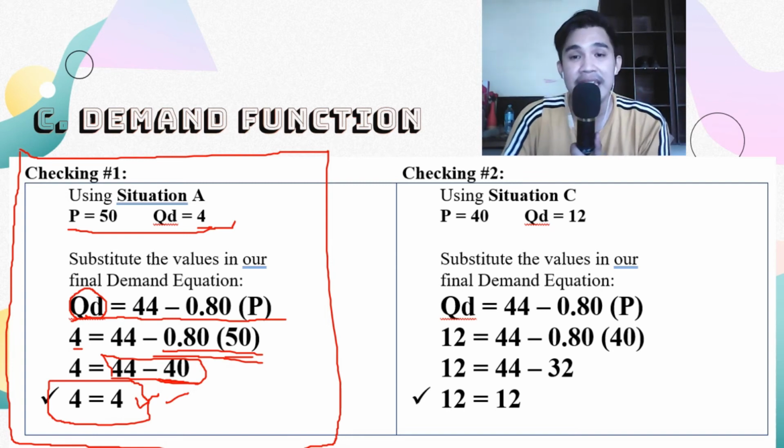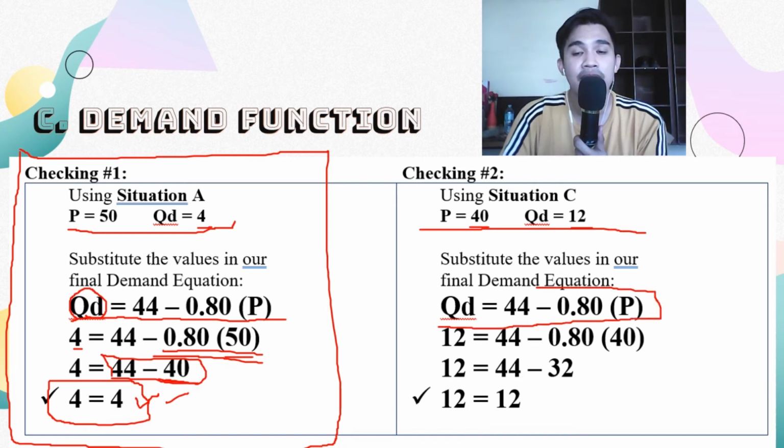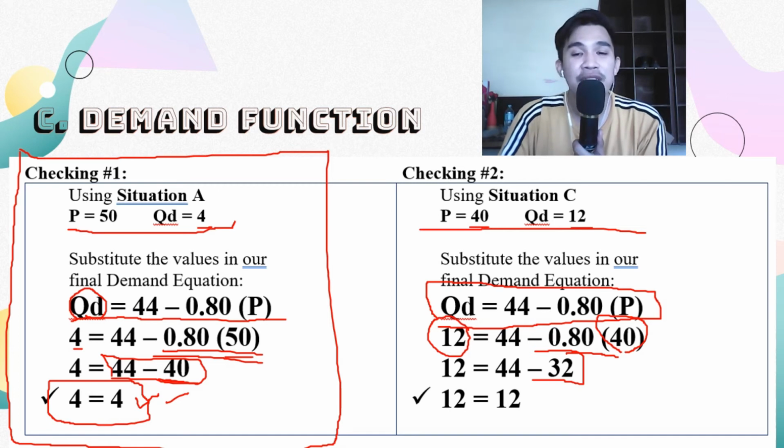So for situation C, the P there is equal to 40 and the QD is equal to 12. So we are going to substitute these values in our final demand equation, which is QD is equal to 44 minus 0.80 times P. Our QD for situation C is 12, so 12 equals 44 minus 0.80 times P. Our P is 40. So negative 0.80 times 40 is equal to negative 32. So we come up with 12 equals 44 minus 32.